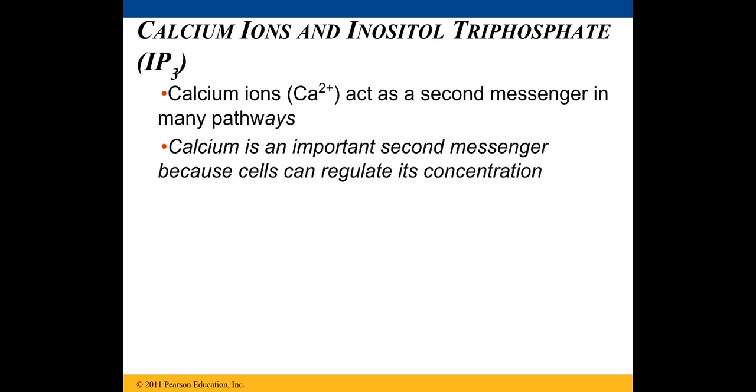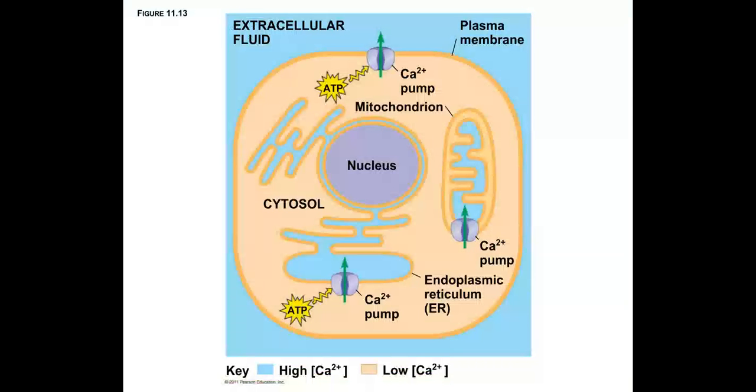And calcium ions act as second messengers in many pathways, and that's important because the cell can regulate its concentration. So there are a couple different places in the cell where the cell can use active transport to pump calcium and store it like a holding tank. One of those places is in the inner membrane of the mitochondria, and another is in the endoplasmic reticulum. So here we're using active transport to build up the high calcium ion concentration.